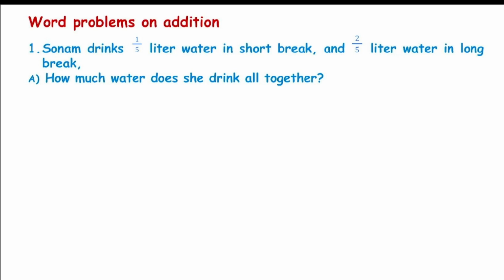So here we have our first problem. Sonam drinks 1 by 5 liter water in short break and 2 by 5 liter water in long break. So we have to find how much water does she drink altogether.